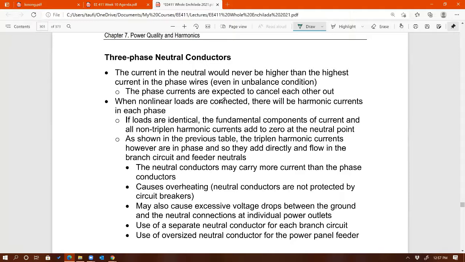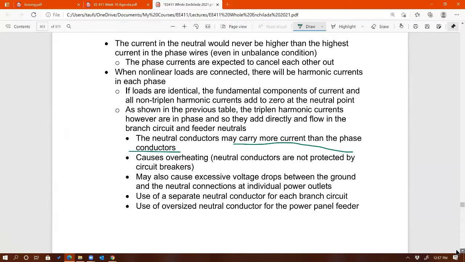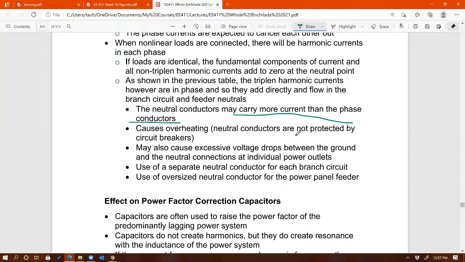Yeah, with nonlinear loads, there will be harmonic currents, and the neutral conductor may carry more current than the phase conductors. That could cause overheating, and typically neutral conductors are not protected by circuit breakers, right? So even if the current is high, since it is not protected, the current will just flow through these neutral conductors until the neutral conductor gets so hot it could catch fire.